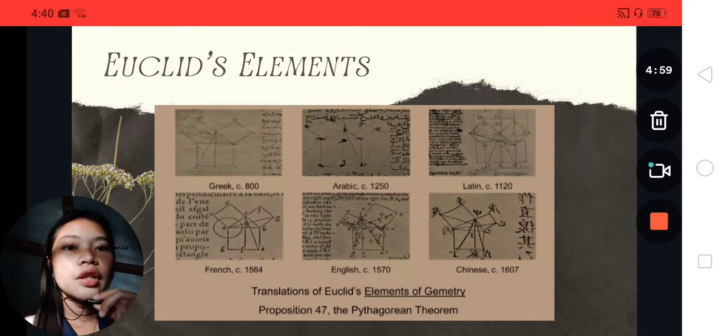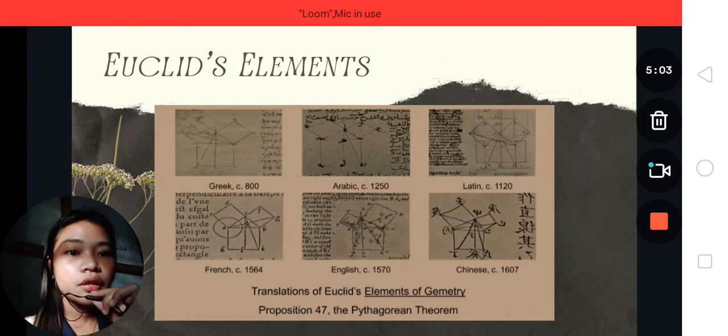Euclid's Elements. There are translations of Euclid's Elements of Geometry, Proposition 47, the Pythagorean theorem. They are in Greek, Arabic, Latin, French, English, and Chinese.